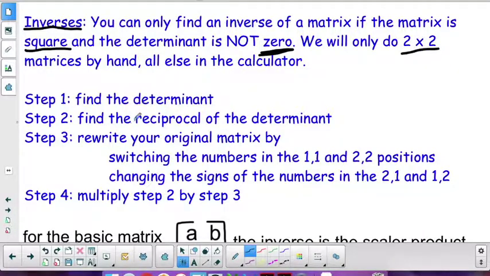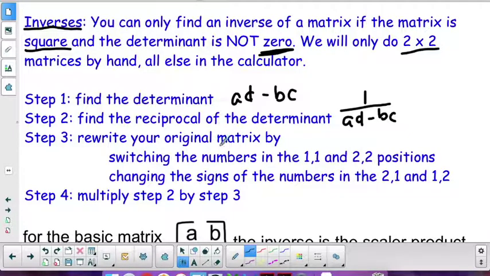All right, so first step in finding an inverse of a matrix is to find the determinant, which was what we just did. And as a reminder, that's AD minus BC, or DA minus BC, doesn't matter. Then you find the reciprocal. Since your determinant is always going to be a whole number, the reciprocal is just 1 over whatever you got. So it's just flipping it over.